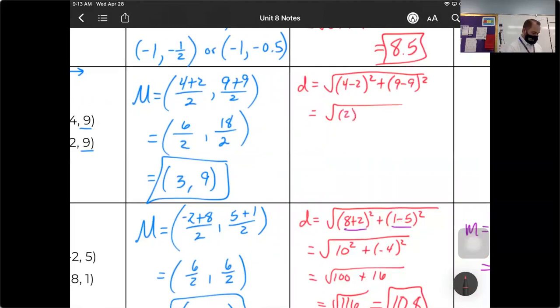So we got 2 squared. And then 9 minus 9, 0. So I got to square that. 2 squared is 4. 0 squared is 0. 4 plus 0 is 4, what's the square root of 4? What do you multiply by itself to get 4? 2.